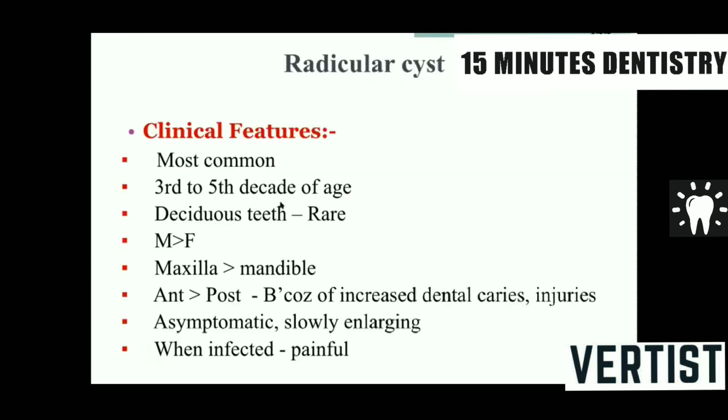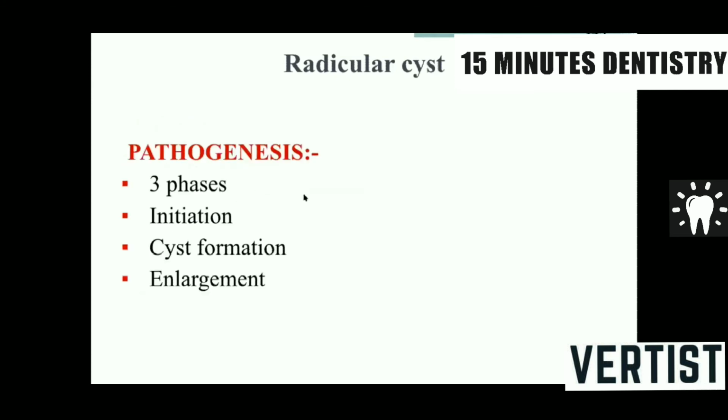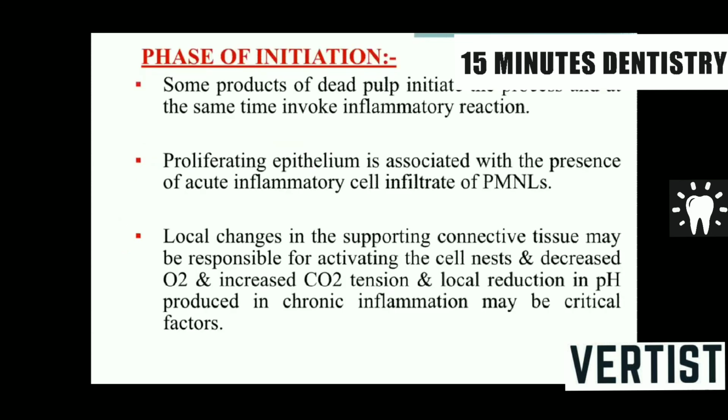Now this is a cyst common in the third to fifth decade of life, rare in deciduous teeth, more common in men, and supposedly common in the maxilla. There are three phases of cyst enlargement which we have already studied.